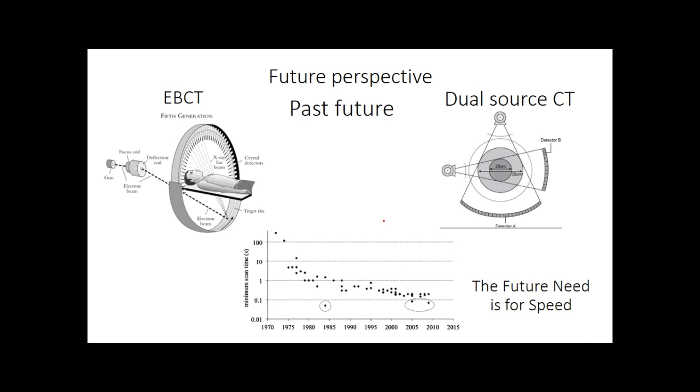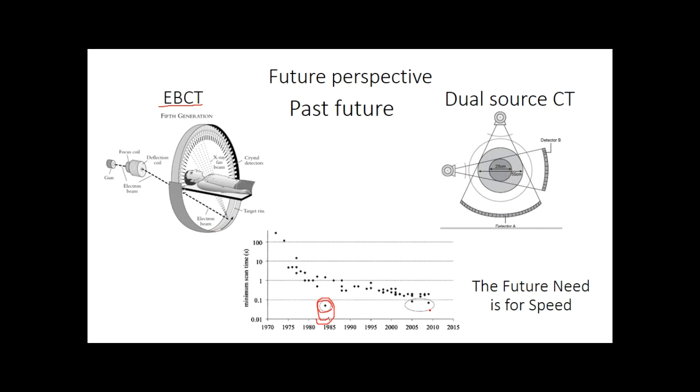The past future, which long time ago or short time ago, was considered as the future of CT scan. The electron beam CT scan, the 5th generation, used to be very, very fast. It was like 0.75 seconds, less than a second for 4 scans. It has 4 rows of detectors, and it could scan 4 slices in less than a second. And this in the 80s was considered very, very fast.